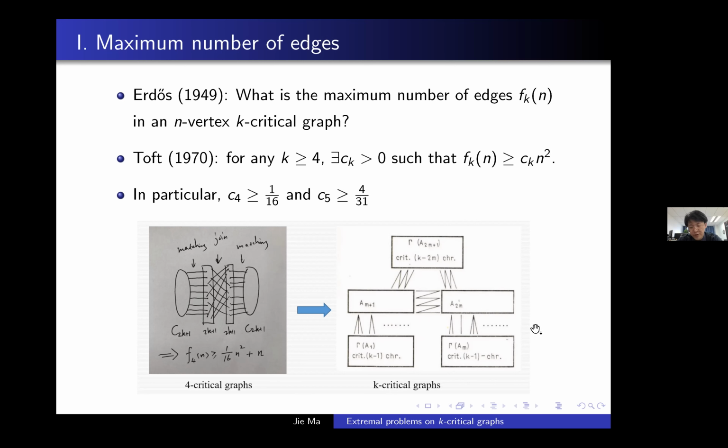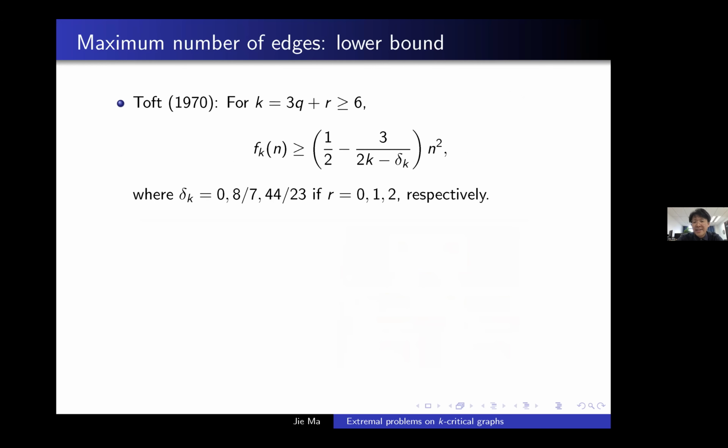Therefore, when k is 5, we can do the optimization problem recursively, since those will be 4-critical. You can write a recursion, and when you optimize, assuming the best bound for 4-critical is 1/16, you get this bound of 4/31. But the game changes if k is at least 6.